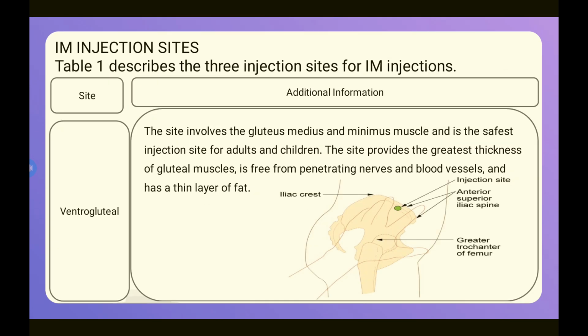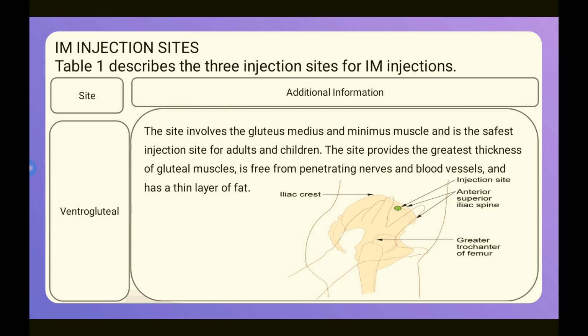In the next slides, we will speak about every site and the additional information related to the site. So we'll speak first about the ventrogluteal site. As you see in this image, the nurse puts the heel of her hand over the greater trochanter, her index finger pointing to the anterior superior iliac spine and her middle finger pointing to the iliac crest, and between the index and the middle finger there is a V-shape where the injection site is.